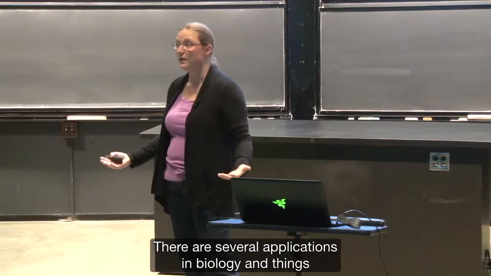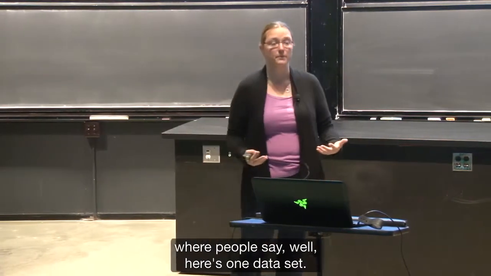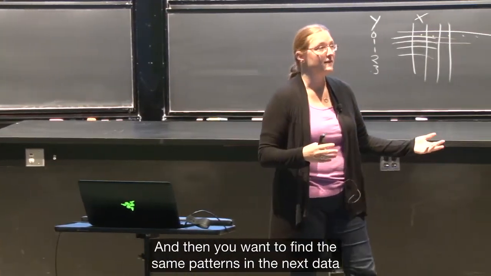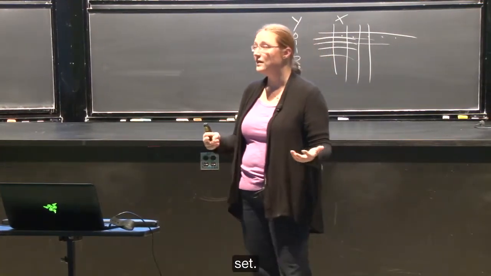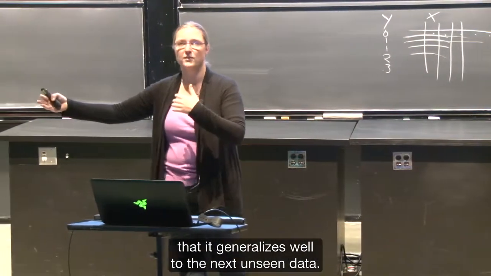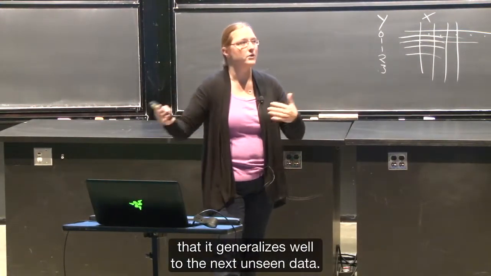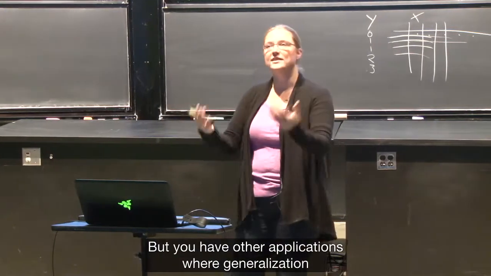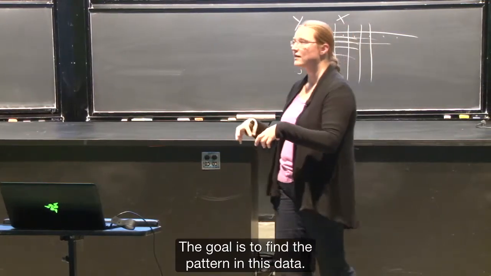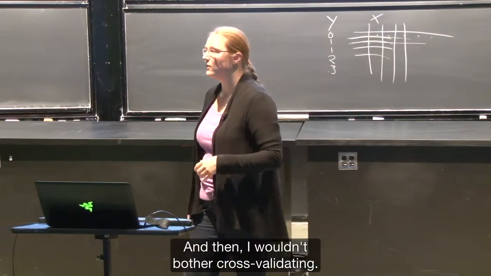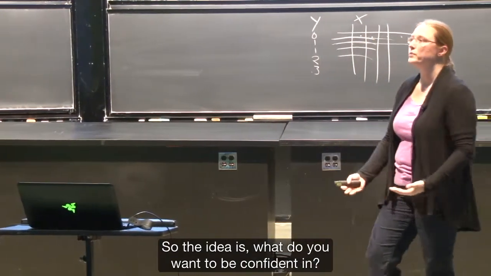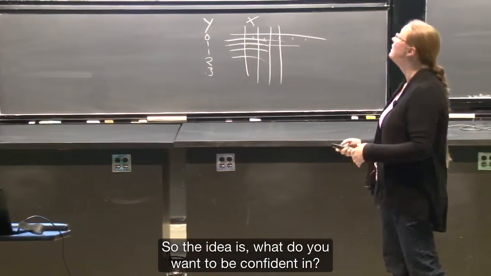There are several applications in biology and other fields where people say, well, here's one data set, find a pattern, and then you want to find the same patterns in the next data set. So in that case, I want to be confident that it generalizes well to the next unseen data. But you have other applications where generalization is actually not the goal. The goal is to find a pattern in this data, right? And then I wouldn't bother cross-validating. So the idea is, what do you want to be confident in? Okay.